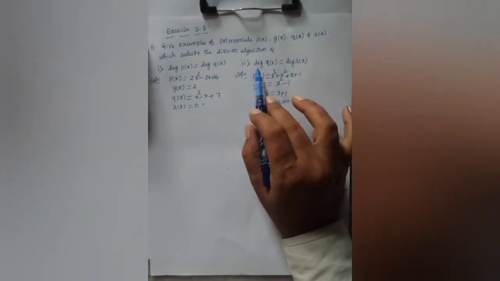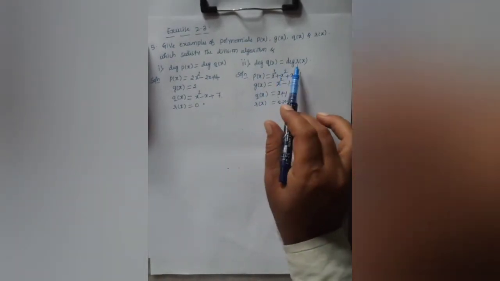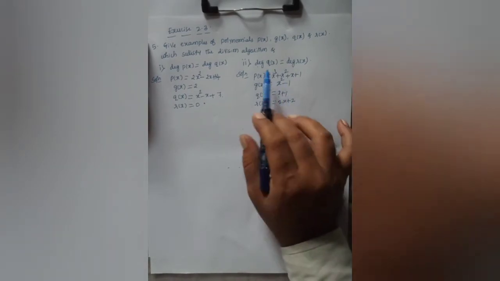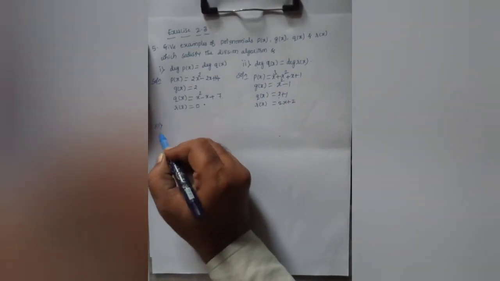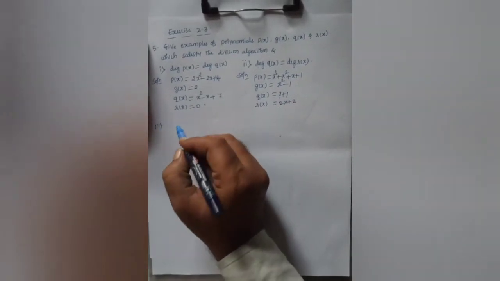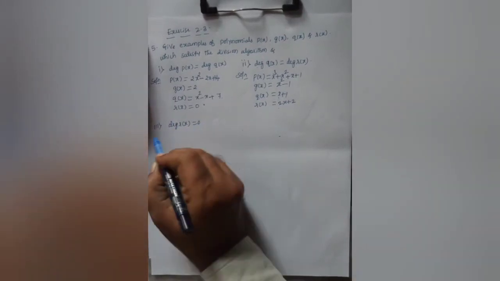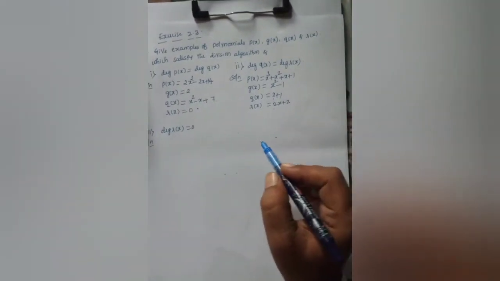So in this case, see, degree of q of x, the quotient, is 1, and degree of r of x is also 1. This is the example for degree of q of x is equal to degree of r of x. Similarly, we can give so many examples here. Third one: degree of r of x is equal to 0. Such type of example you have to give.